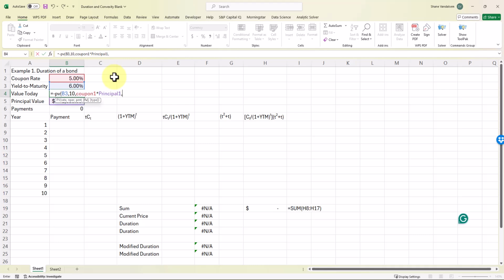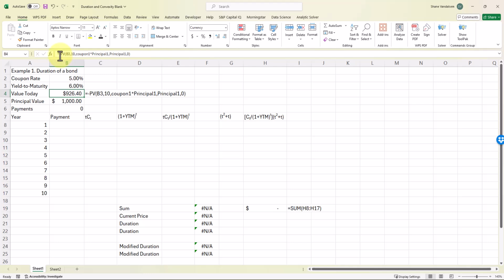Our future value is our principal value. And then our type is 0. We're going to get our coupon payments at the end of each period rather than getting our first one today. Let's put that in there. And we get a value of $926.40.